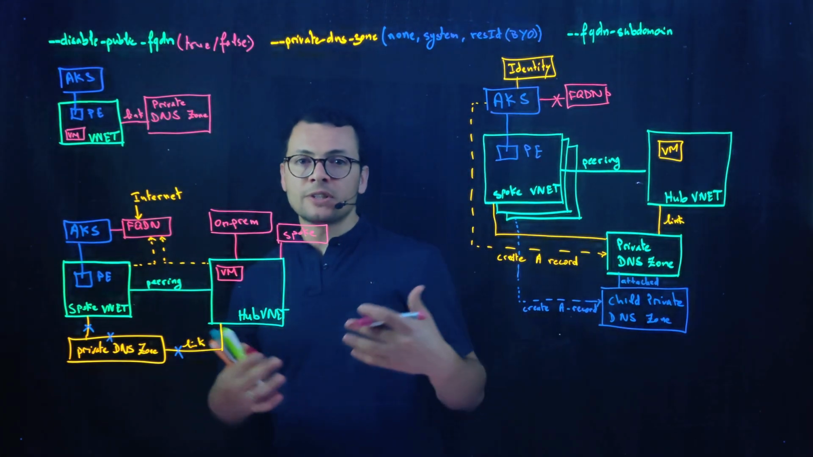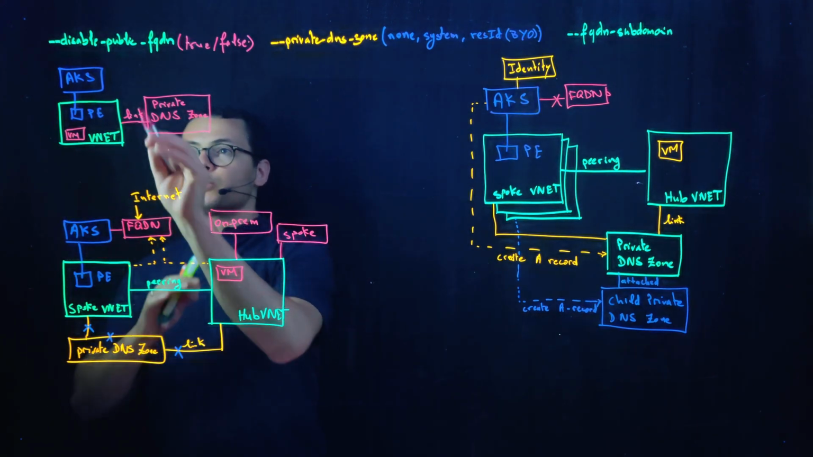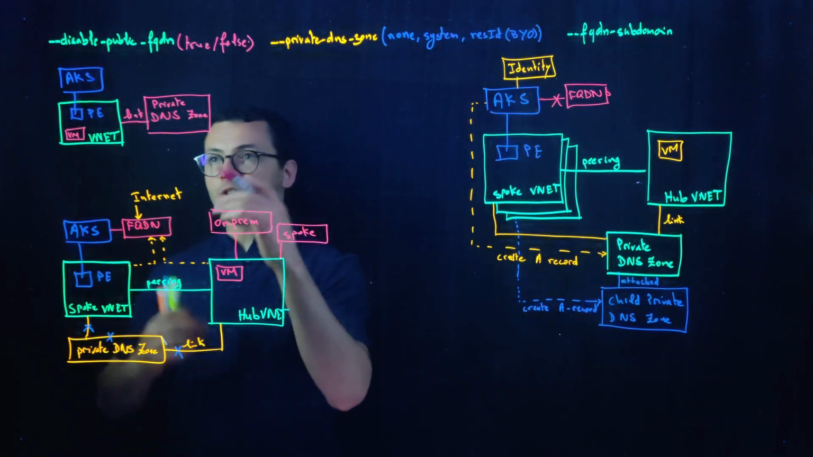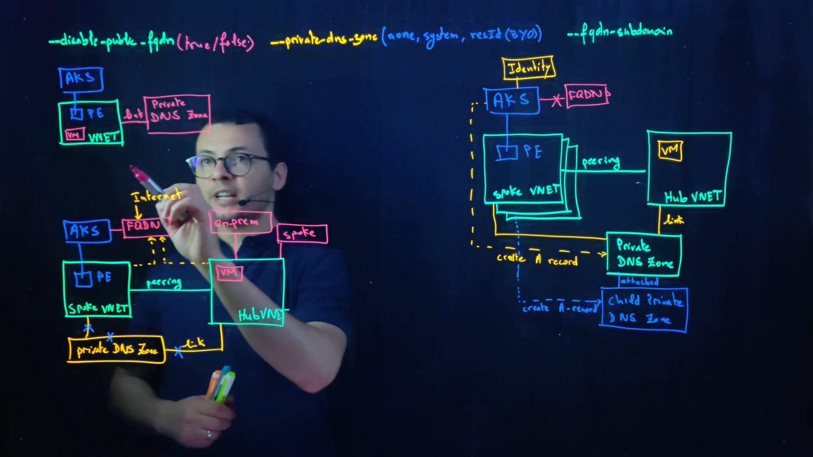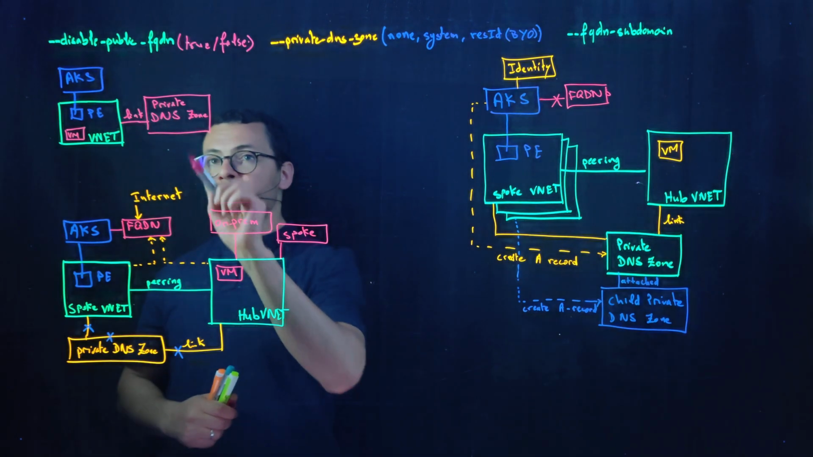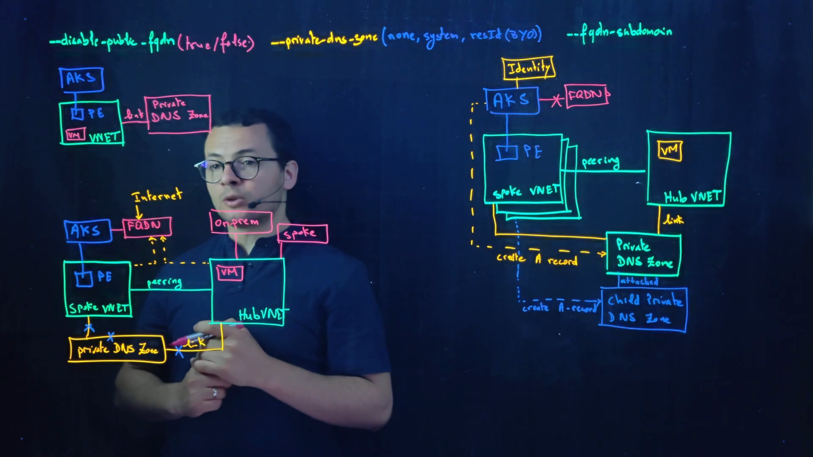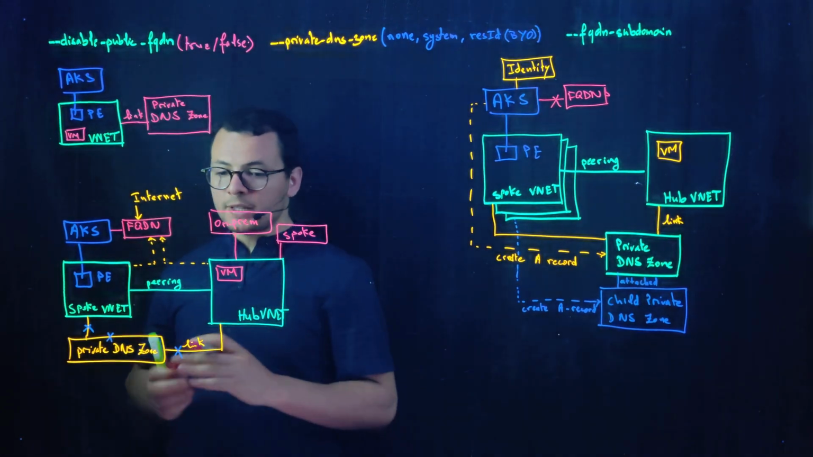Let's now analyze these solutions in terms of operating model. So the first model here will typically be used by the application team who will own their own infrastructure. So they will own their own AKS cluster, their VNet, and their private DNS zone. So they can write records within that DNS zone, and that should be feasible.